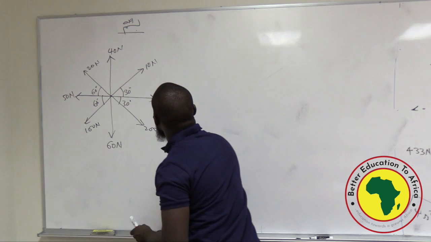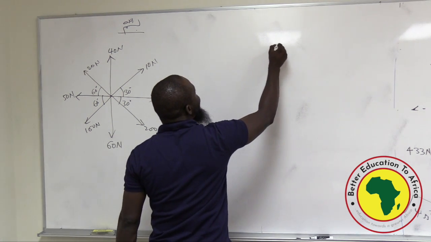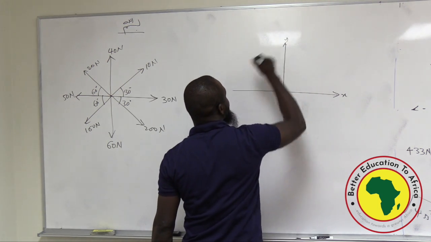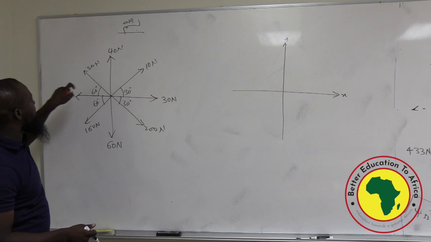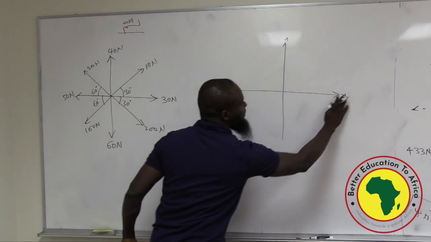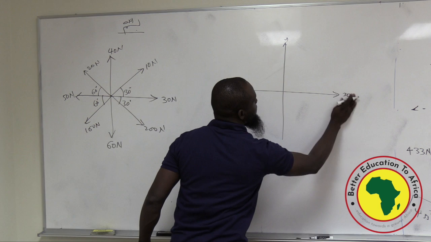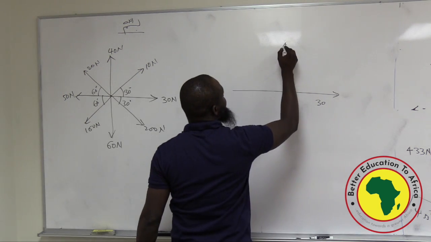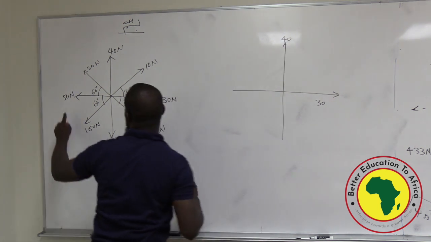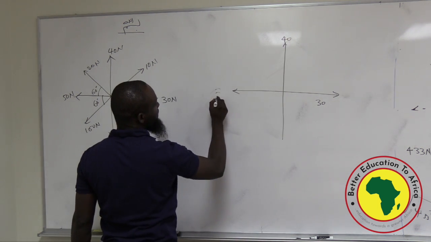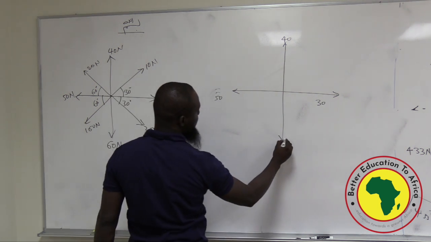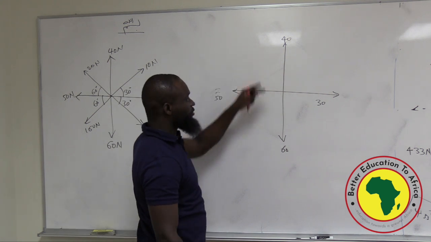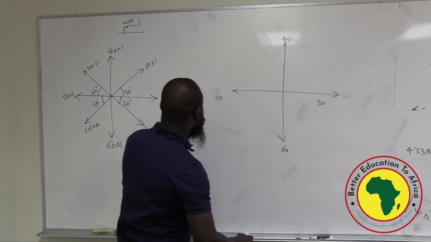Now, when I see this problem, the first thing I do is draw an imaginary x and y axis. Check if there's any force on the x and y axis. Of course, we have 30 this way, so I'll write 30 newtons here. We have 40 newtons going up, so I put 40 newtons here. We have 50 going this way, so I put 50 newtons here. We have 60 going down, so I put 60. If there is no force, just leave it blank. But first of all, draw your imaginary x and y.